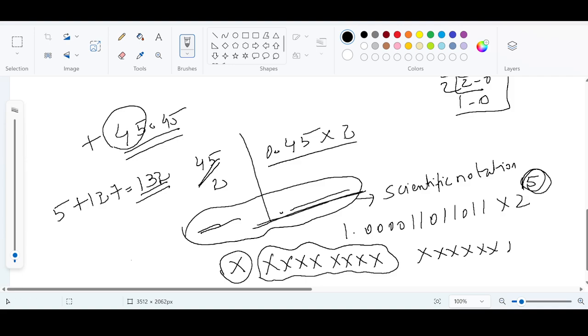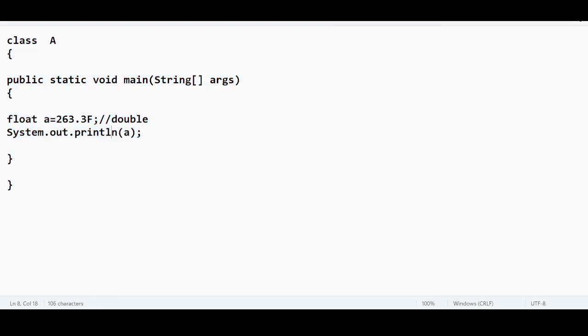That's it. This standard is called as what? IEEE standard. Even in Java, even in Python, if you want to execute the piece of code which I have taken as an example, internally it will go through the IEEE steps to store the value into the data type. That's why they call it the IEEE standard.